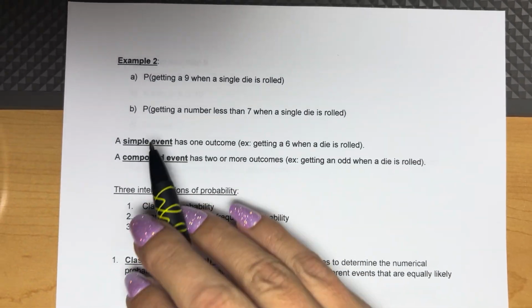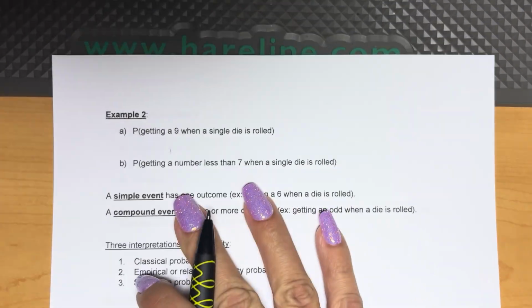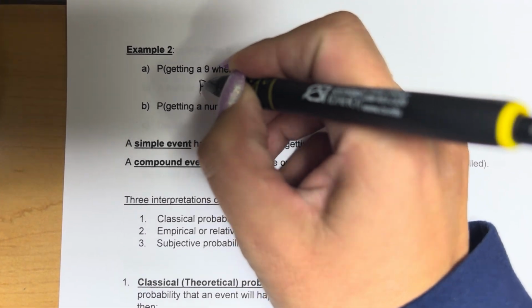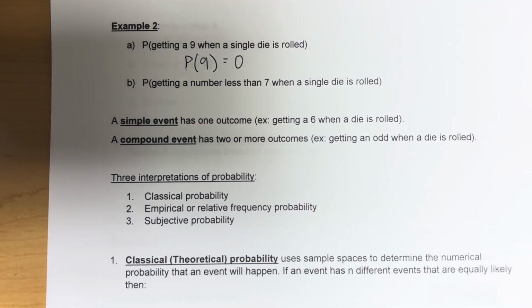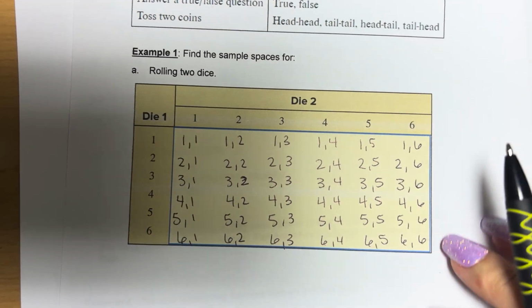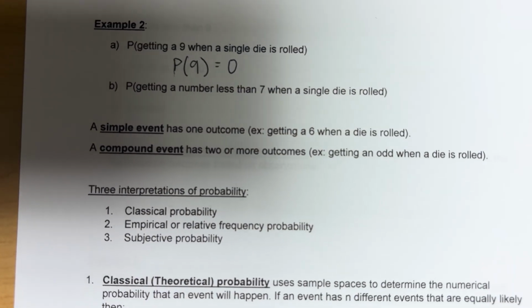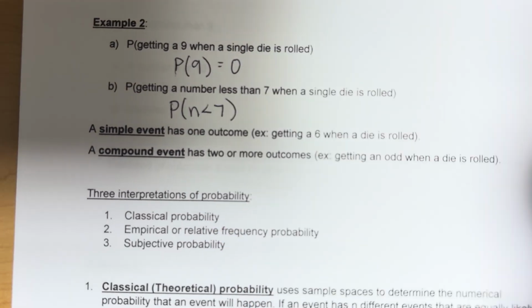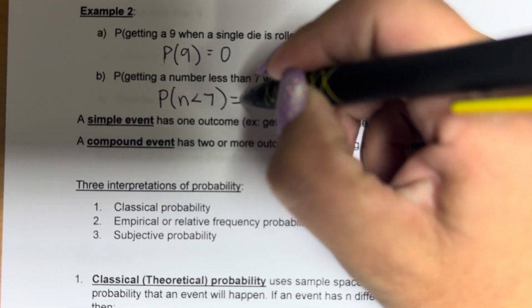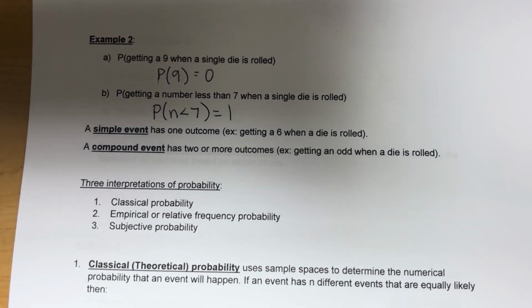Okay, back on track. What is the probability of getting a 9 when a single die is rolled? Okay, well, is that even possible if we're doing a regular 6-sided die? No. So the probability of 9 is going to be 0. Like, that doesn't happen because the 9 does not occur on our dice, right? We only have 1 through 6, okay? What's the probability of getting a number less than 7 when a single die is rolled? The probability n is less than 7, okay? Well, all of the numbers are less than 7, so that is certain. That means that will happen. So the probability of that will be 1.